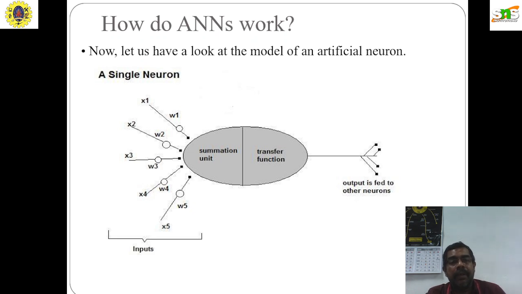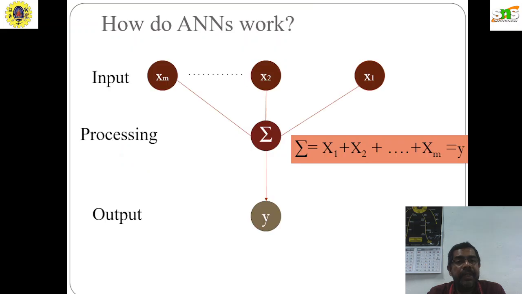This is the simple structure of the ANN. This diagram explains how the ANN is working. This is a single neuron. In the same way, x1 is multiplied with W1 and transferred to the summation unit, then we go with the transfer function, and finally the output is fed to the other set of neurons. This is the basic functionality happening in artificial neural networks.